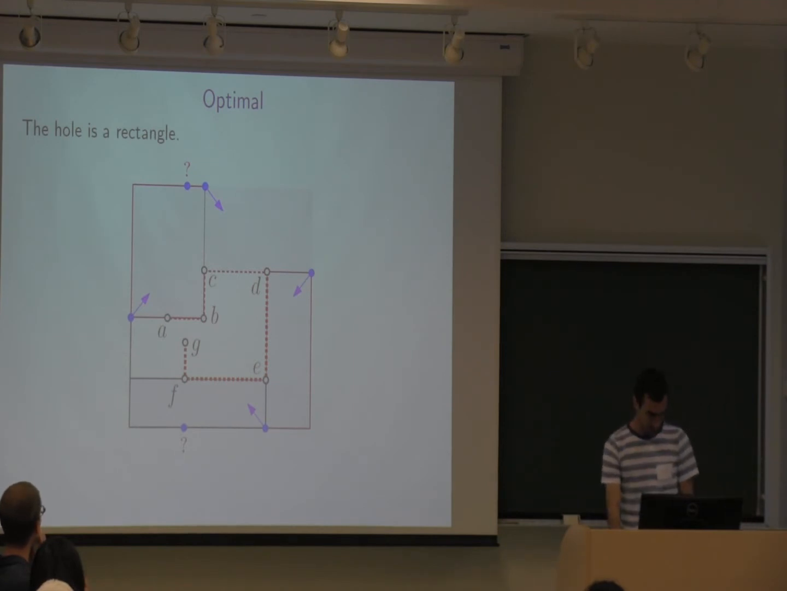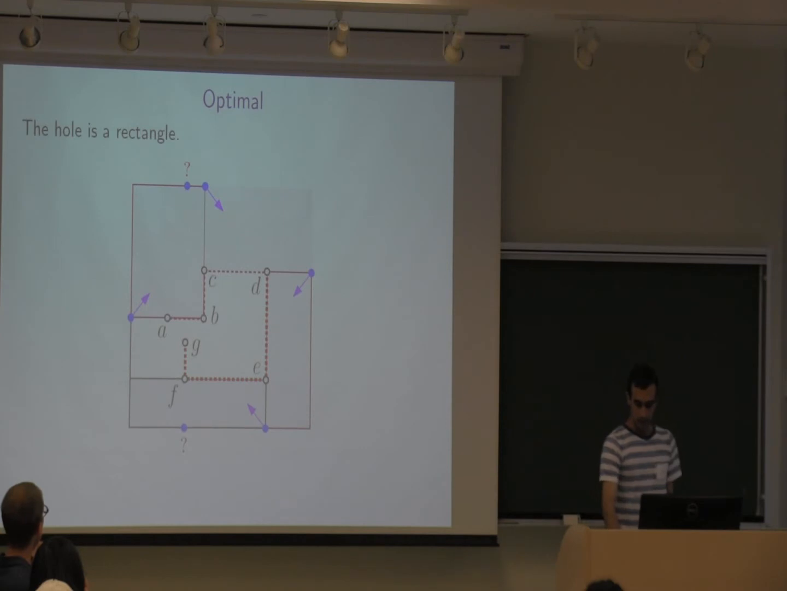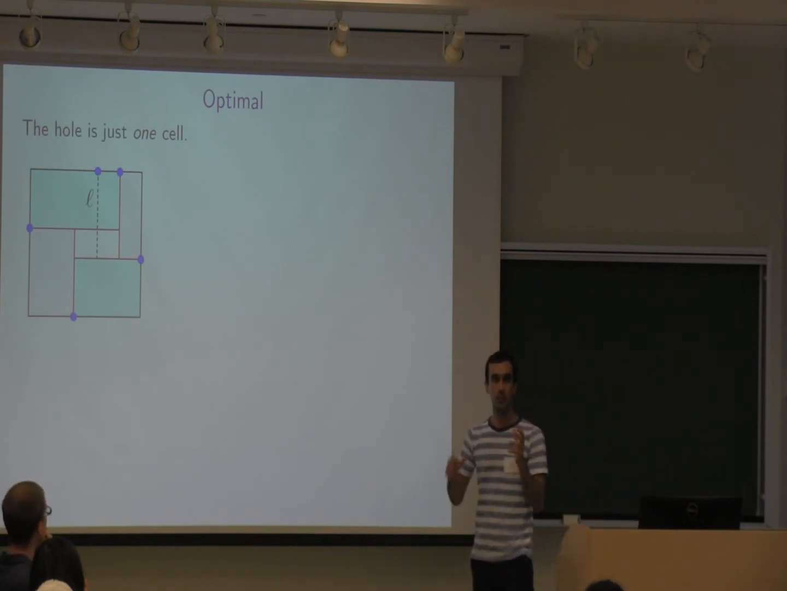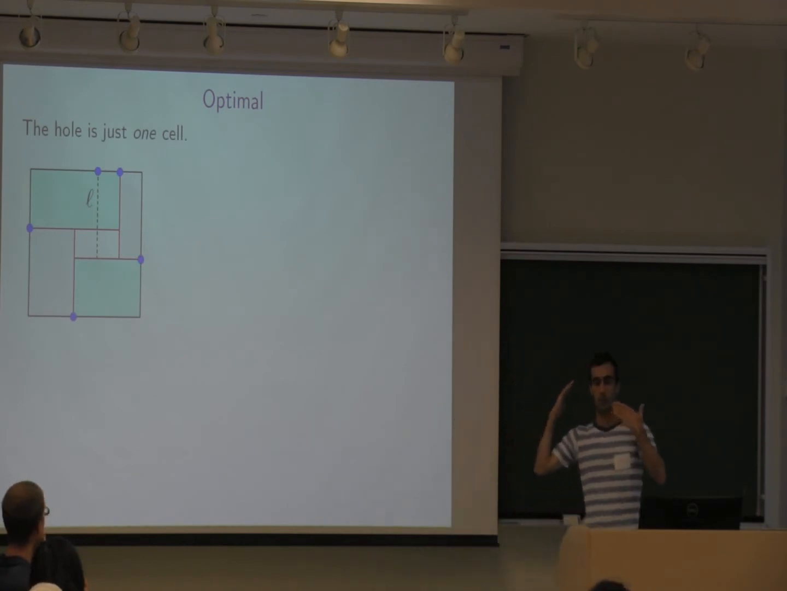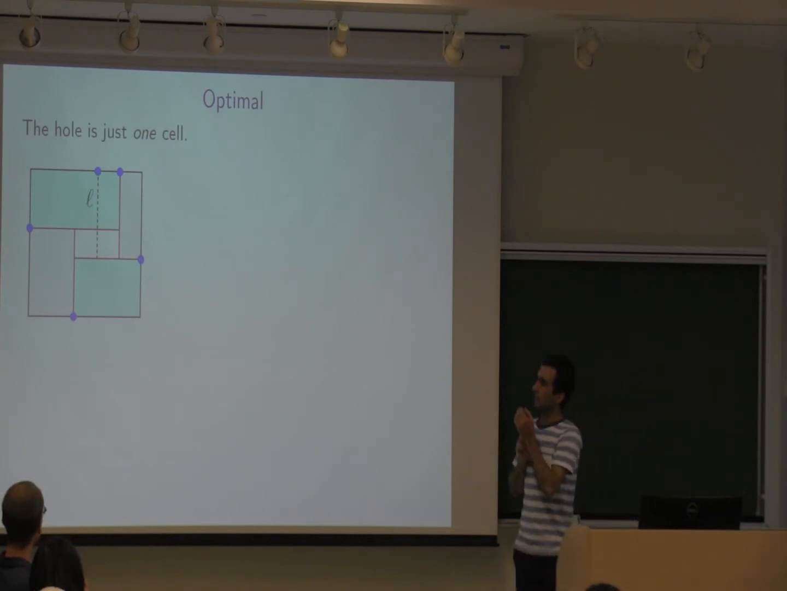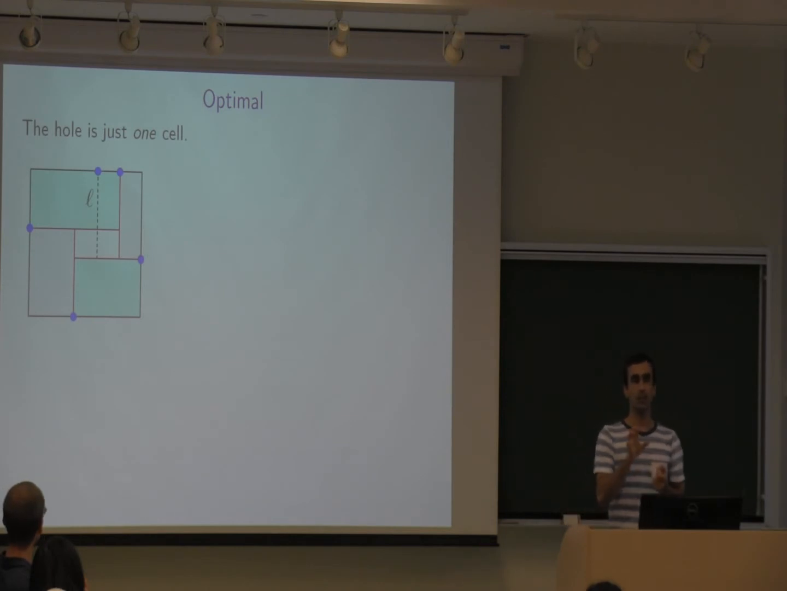Alright, so that was showing that the hole is a rectangle. And the last property that I want to show is that that hole, which is a rectangle, is also only one cell. So remember those cells that were the grid that we got from crossing the lines through points. Now I want to show that that single hole is only one of those cells. It can't be the union of more than one cell.